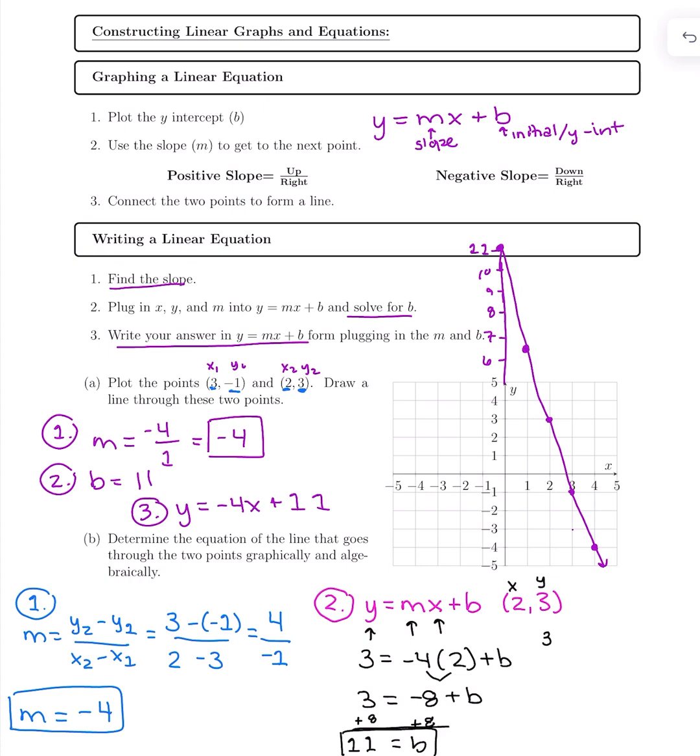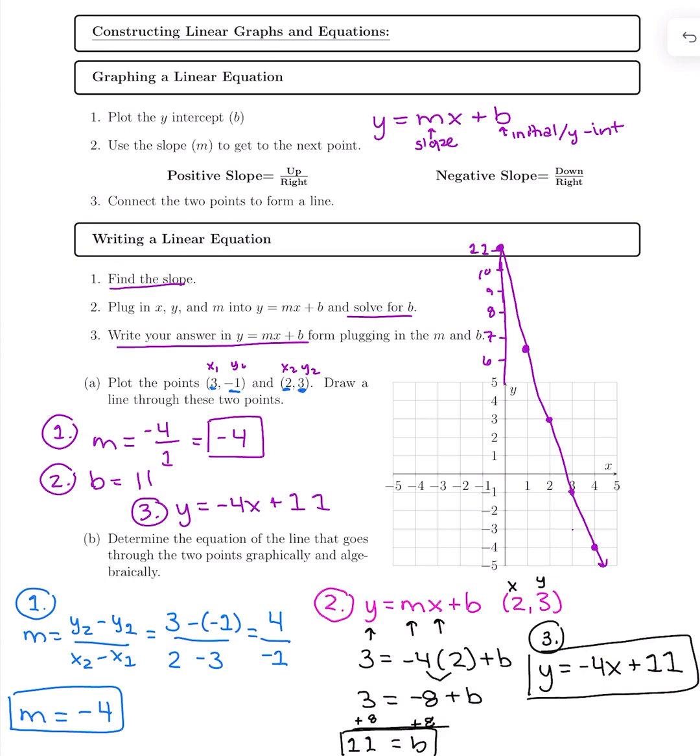And our last step is to write the equation. y equals m, which was -4x, plus b was 11. So same answer, whether you want to find the linear equation from 2 points with a graph or without a graph, you're going to find the slope first, either by counting boxes graphically or using the y2 minus y1 over x2 minus x1 formula to find the slope.